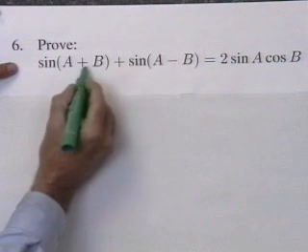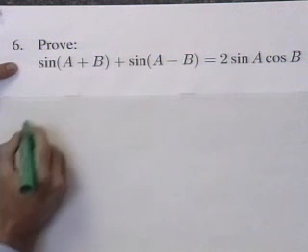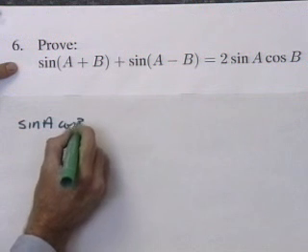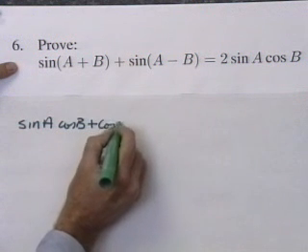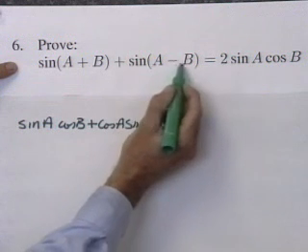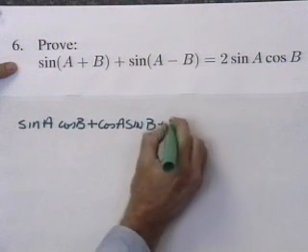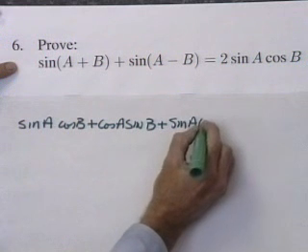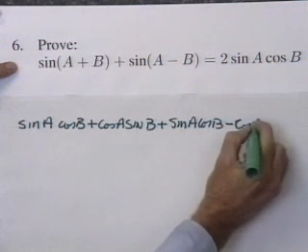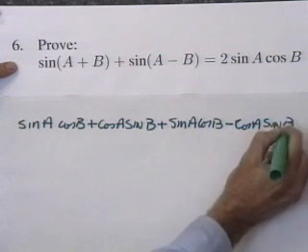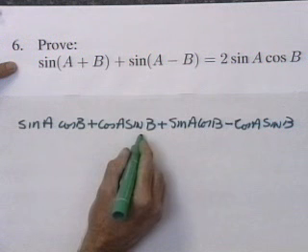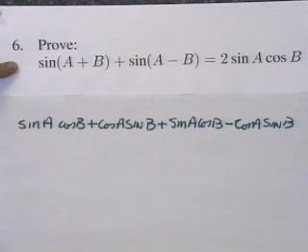So first of all, sine of A plus B on the left side here is going to be sine A cosine B plus cosine A sine B. Now, sine of A minus B, that's going to be sine A cosine B minus cosine A sine B. So I expand the left side using the formula for the sine of a sum and the formula for the sine of a difference.